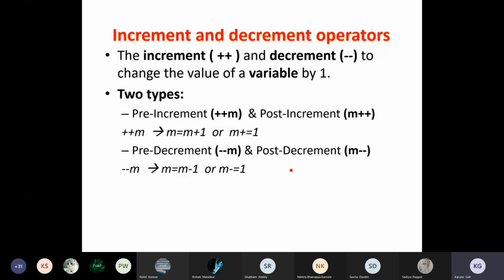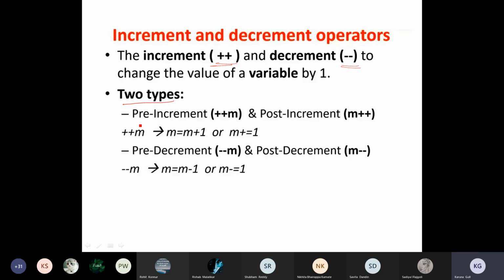They have two types of increment operator there, increment and decrement. At least in most textbooks, you'll see these kinds of things. So you have something called an incrementer and a decrementer operator. This is plus plus, which helps you increment by 1. Minus minus helps you decrement a particular variable by 1.